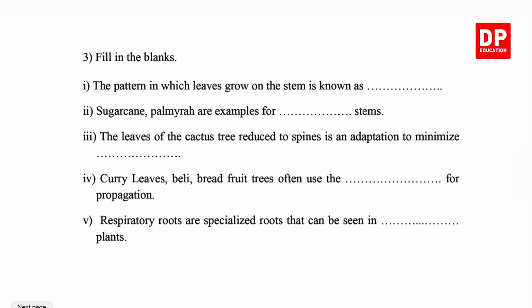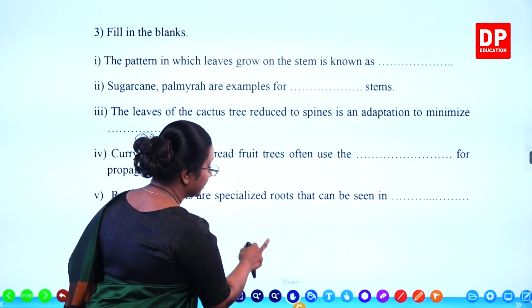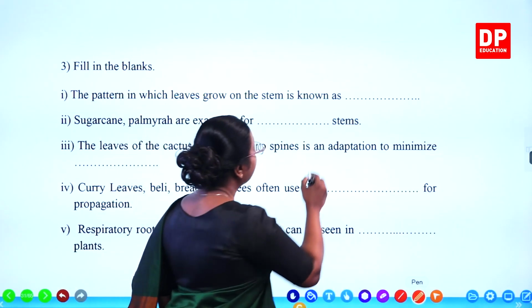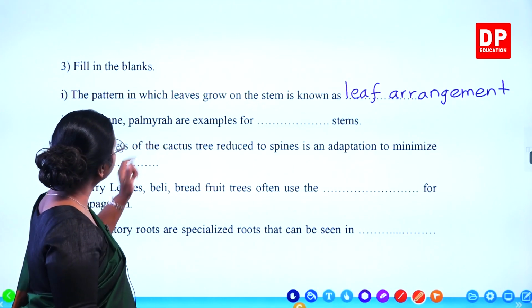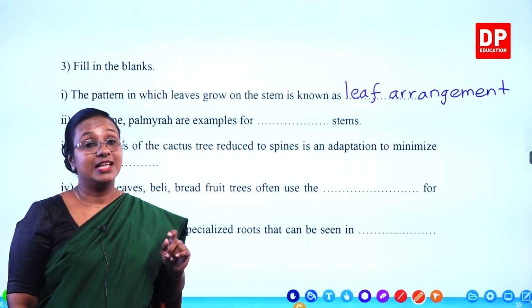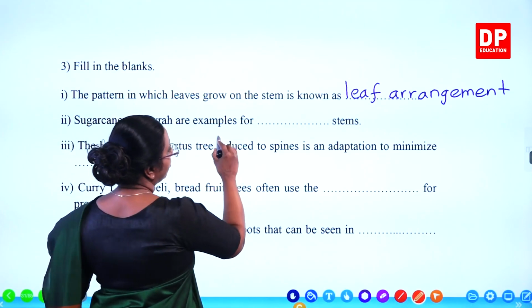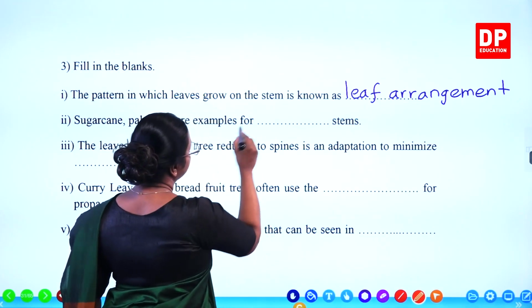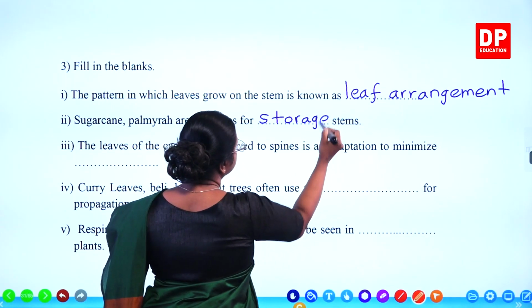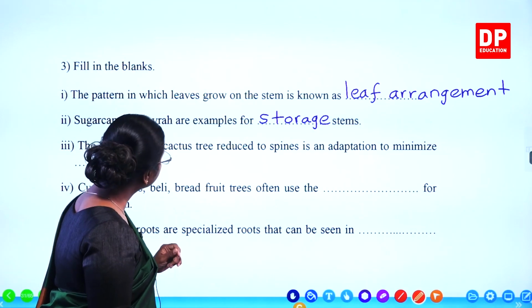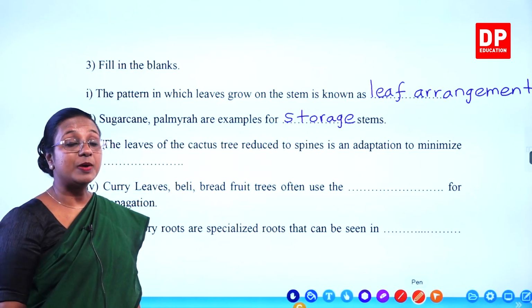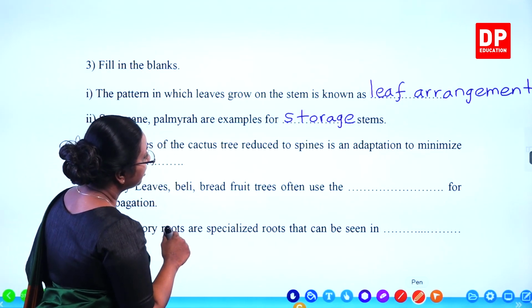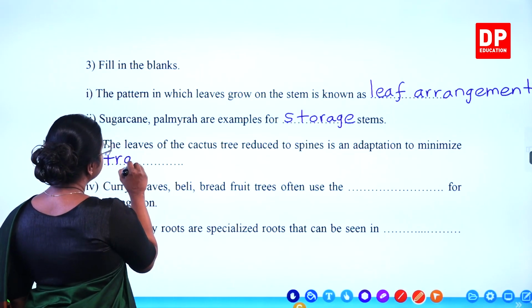Fill in the blank. The pattern in which leaves grow on the stem is known as, what is the term given for that? This is known as leaf arrangement. Then the second one, sugarcane, palmyra are examples for what? They have storage stems. Sugarcane and palmyra are examples for storage stems. The third one, the leaves of the cactus tree reduced to spines is an adaptation to minimize what? What is minimized by reducing the leaf to spines? Transpiration. So, the leaves of the cactus tree reduced to spines is an adaptation to minimize transpiration.